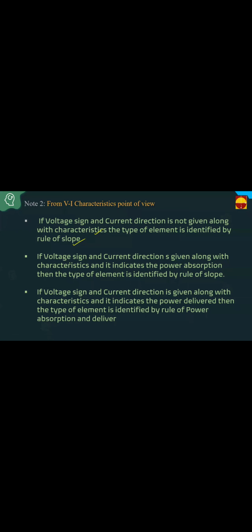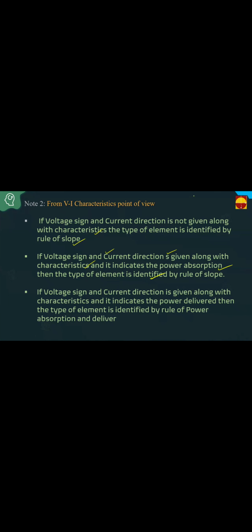Sometimes in question framing, they will give voltage sign and current directions along with characteristics. And if the given current direction indicates power absorption, then the type of element is identified by the rule of slope. If current direction, voltage sign and characteristics are also given, in that case also you have to identify the type of element by using the rule of slope. Every example I will explain.